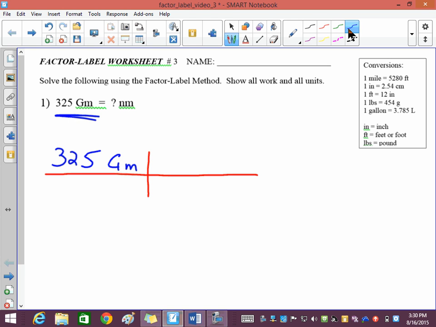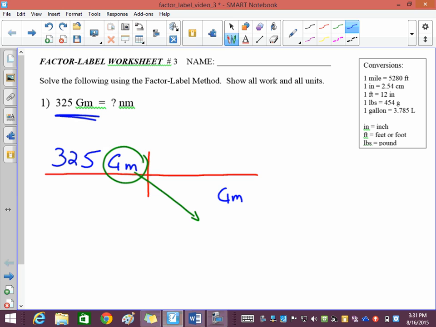So what that means is, if the unit that you were given, like in this case gigameters, is not what you're looking for, you're going to move that unit diagonally. We want to put gigameters down here because we have the unit in the numerator and the denominator, and those will cancel out. So that's why we always want to do that first and foremost. So again, move your gigameters down.